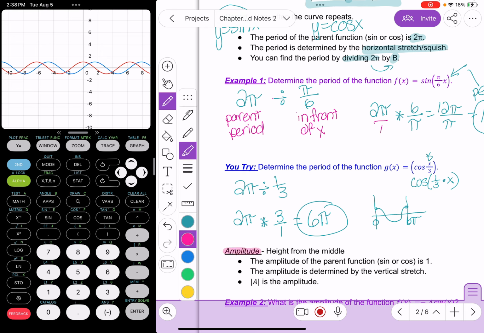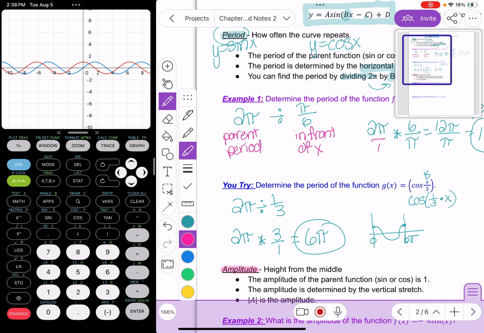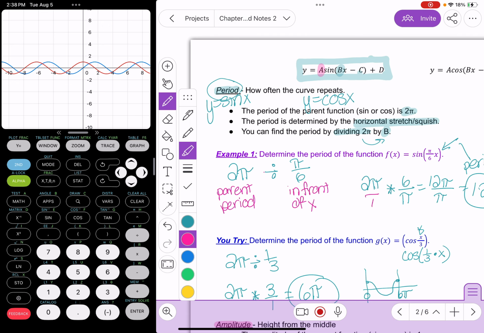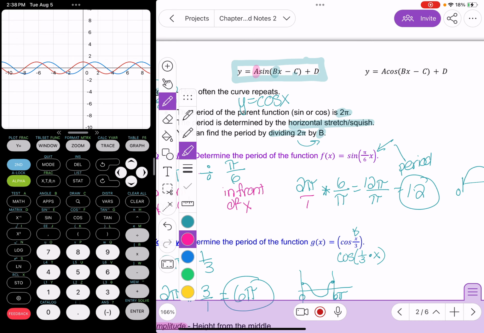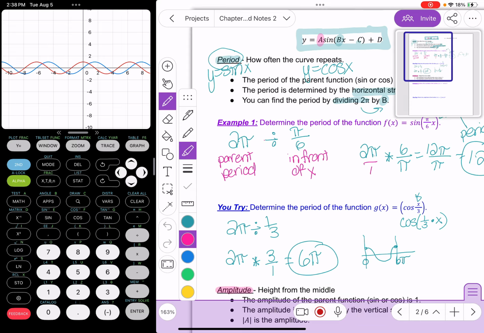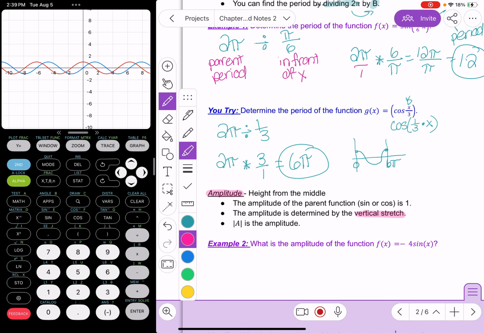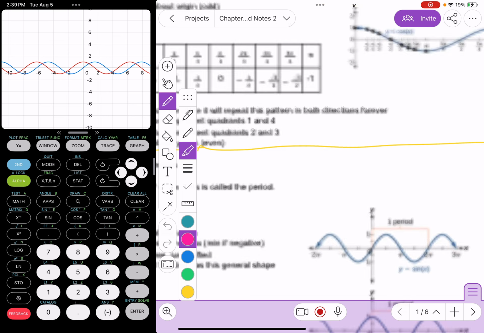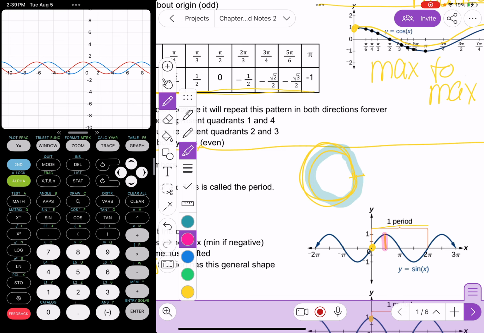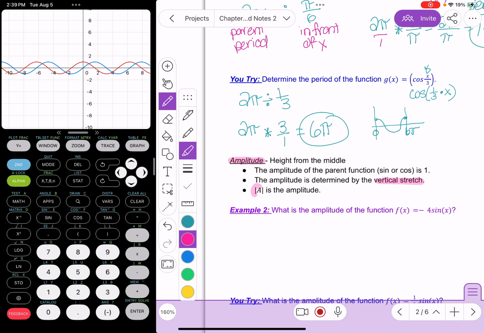Amplitude is the height from the middle. So it's kind of like half the height. Amplitude is going to be that A, the number in front of sine or cosine. So that's our vertical stretch. The amplitude of the parent function is 1, because on this graph we went up 1. We always use absolute value for our amplitude, so we ignore negative signs for this part. So on this graph, the number in front of sine is -4. So the absolute value of -4 is 4.